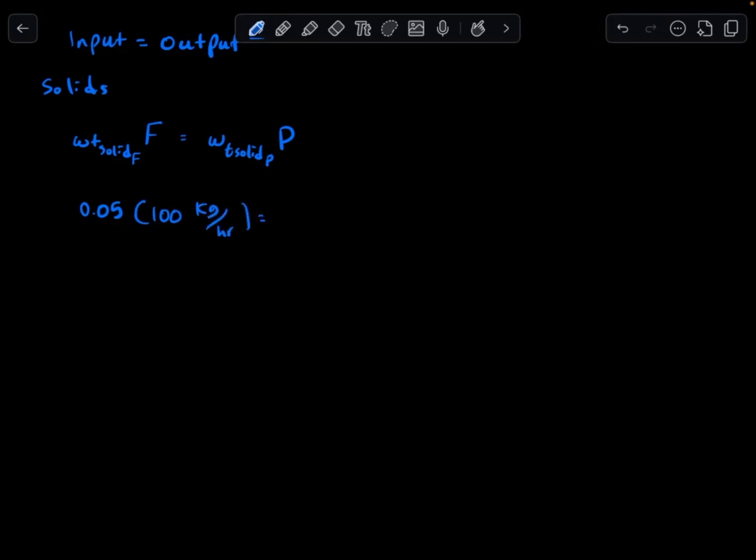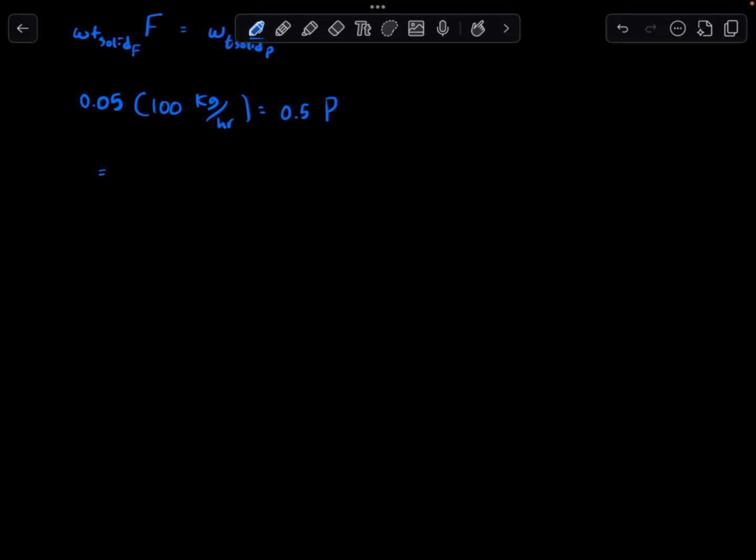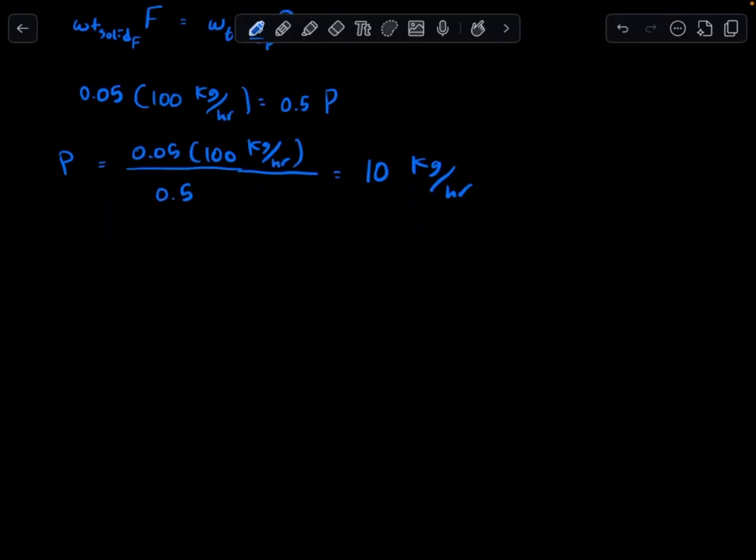We know the weight percent of solid in the feed stream is 5%, so 0.05 times 100. We know the weight percent of solid in the product stream, which is 50%, so 0.5 times the product stream, which we don't know and we're trying to solve. So the product stream will equal this, 10 kilograms per hour. So now we know that we have 10 kilograms per hour of product. Now we know that we can solve for the vapor flow rate.